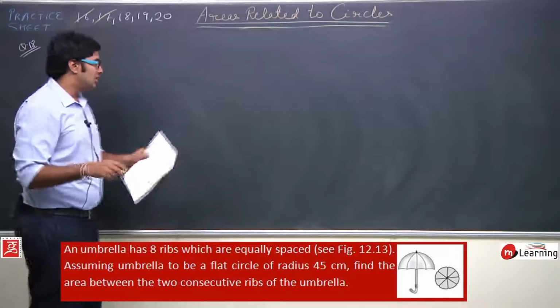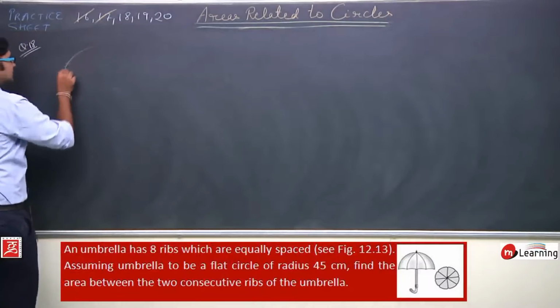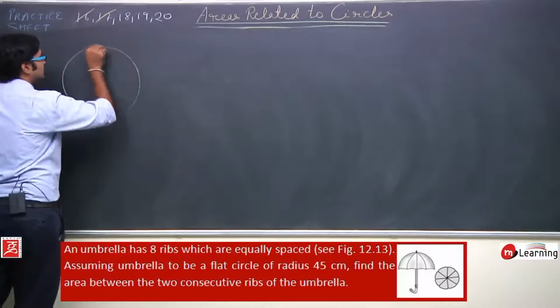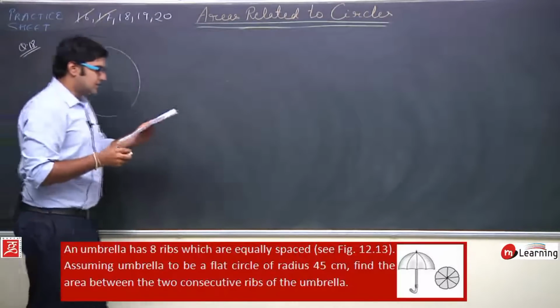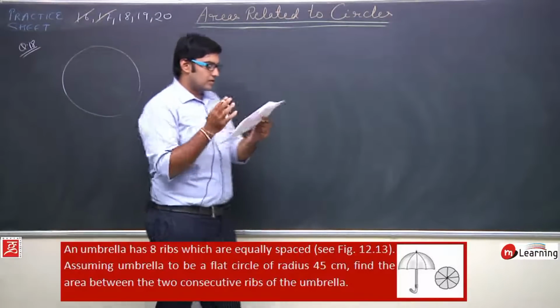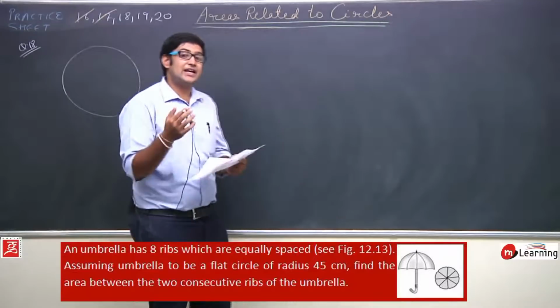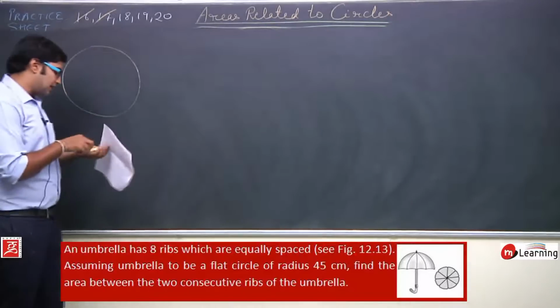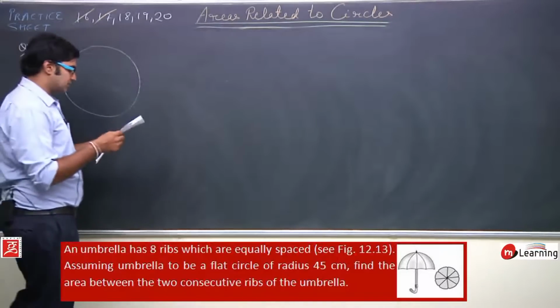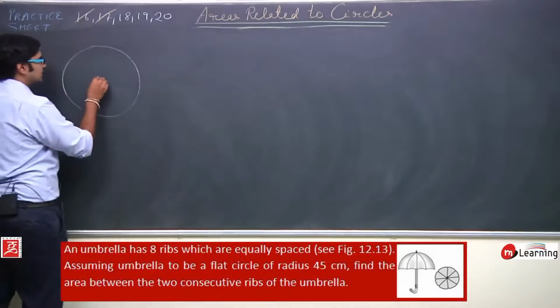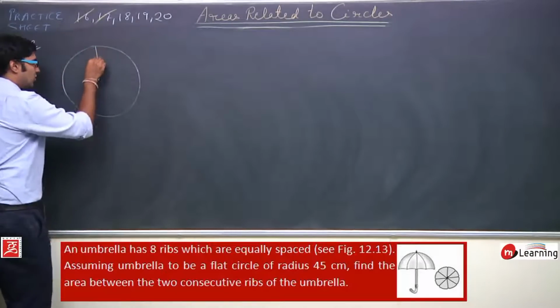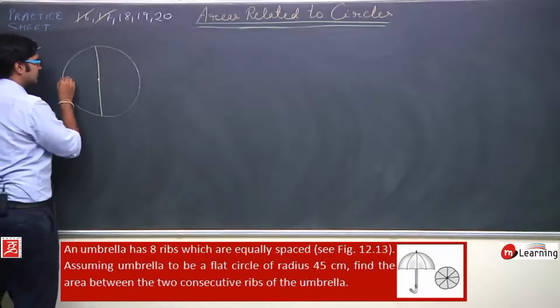Question number 18 says assume that umbrella is a flat circle. Flat circle means like this, and on this circle, umbrella has 8 ribs. The ribs are 8 which are equally spaced. So it means I can draw ribs like this.